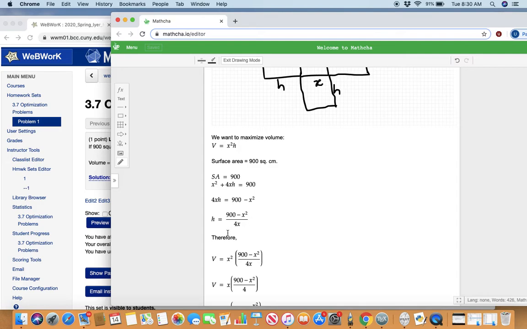Okay? Why did I do this? Remember, I want to maximize volume. Volume has two variables, x and h. I don't want h. So somehow using surface area, I was able to solve for h. I plug in this value that I got for h into the volume expression. So x squared times 900 minus x squared over 4x.